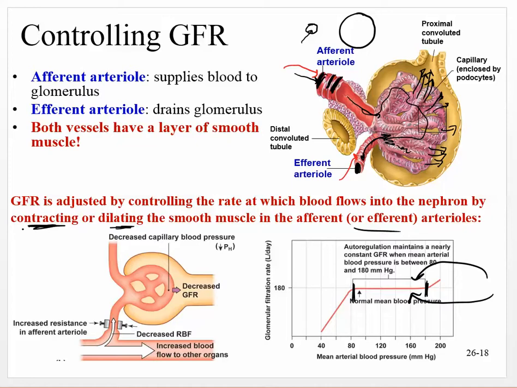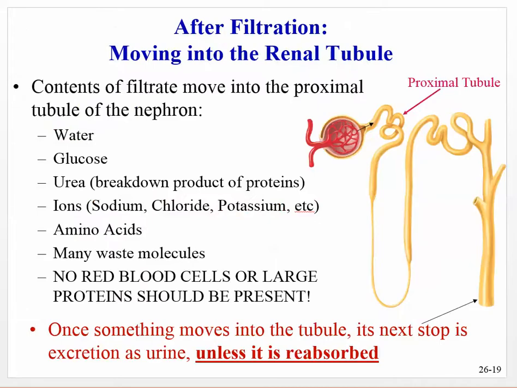Okay, but remember that. So after filtration, things move into the renal tubule, and so we've got filtration that happened in our glomerulus here. We looked at the podocytes, all that stuff. Well, now the filtrate moves first of all into the proximal tubule, or the proximal convoluted tubule. Sometimes we abbreviate that as PCT, proximal convoluted tubule.